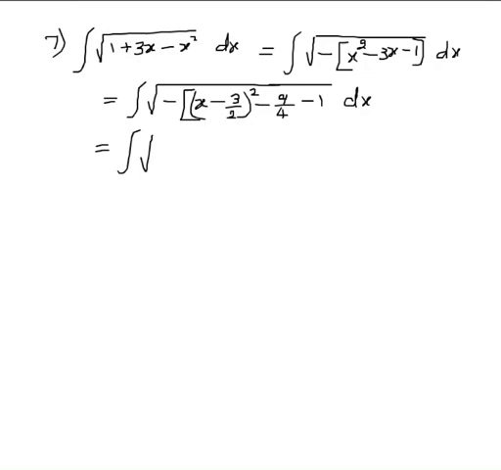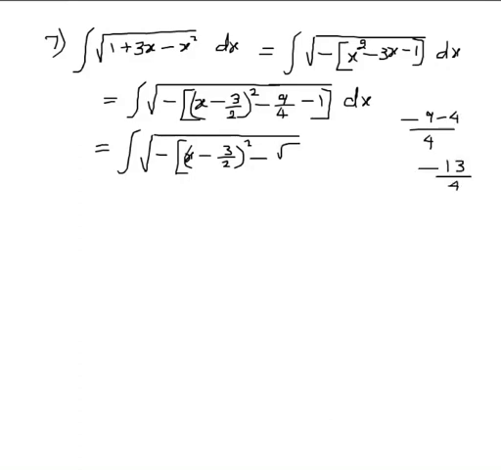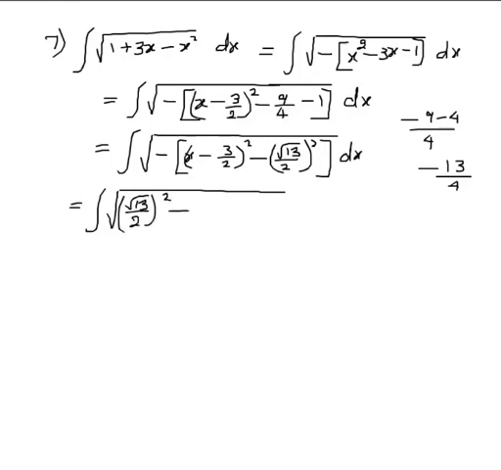which is equal to minus of (x minus 3 by 2) the whole square. Take LCM. Minus 9 minus 4 becomes minus 13 divided by 4, which can be written as root 13 by 2 the whole square dx. Let us distribute that negative sign. Root 13 by 2 the whole square minus (x minus 3 by 2) the whole square dx.